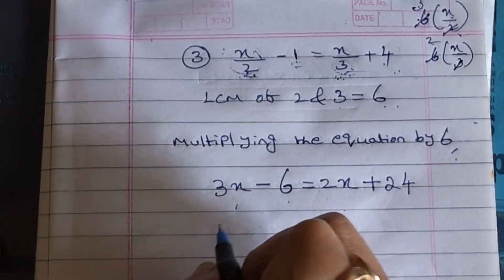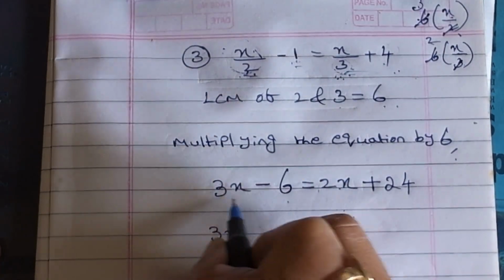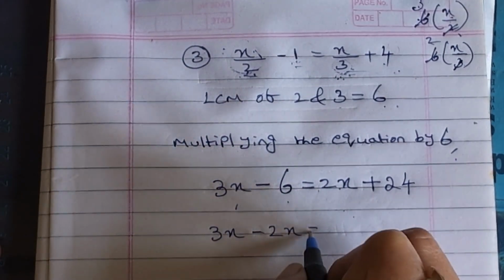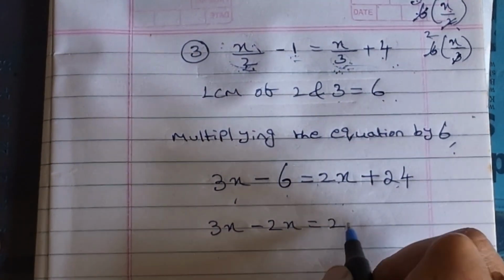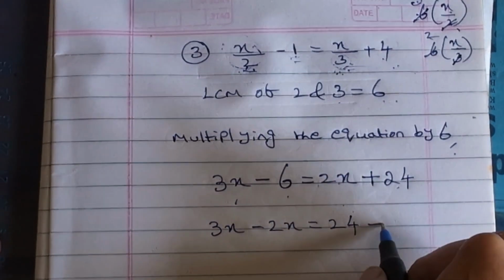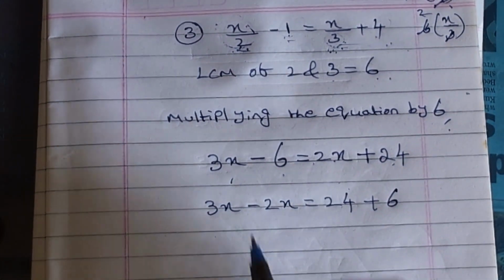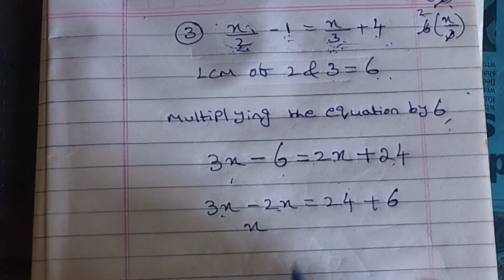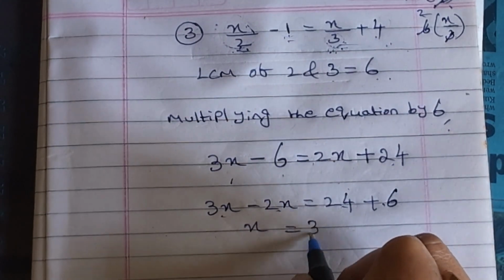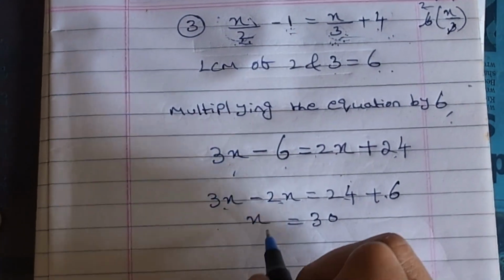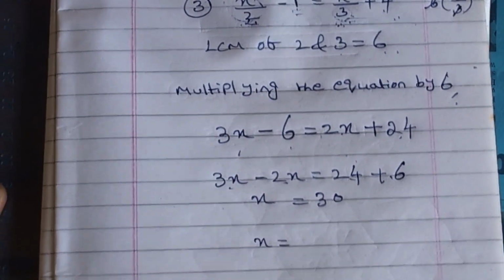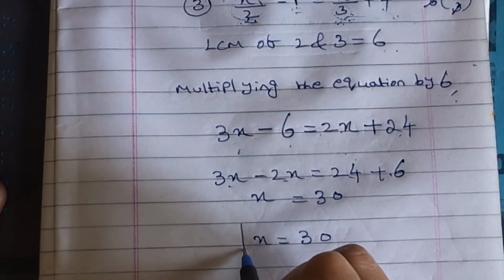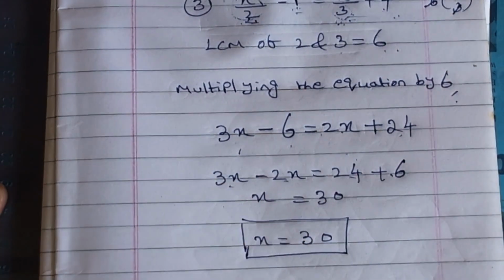Now combine the like terms. So 3x, this 2x comes here, minus 2x equal to RHS 24, and this minus 6 comes here, it becomes plus 6. 3x minus 2x is simply x, 24 plus 6 is 30. So x equal to 30 is the solution of this linear equation.